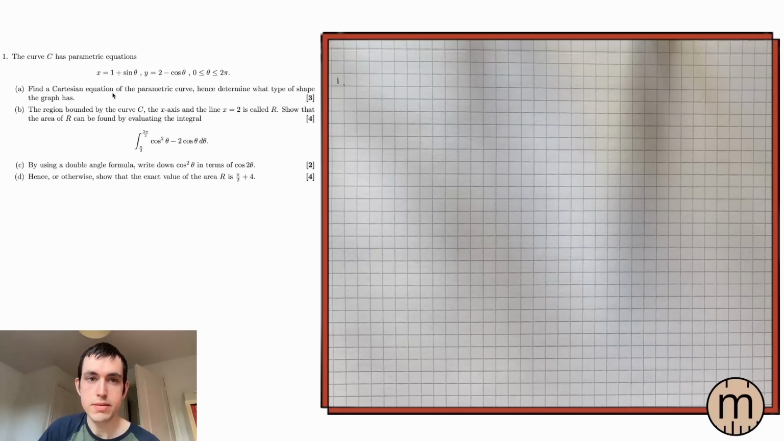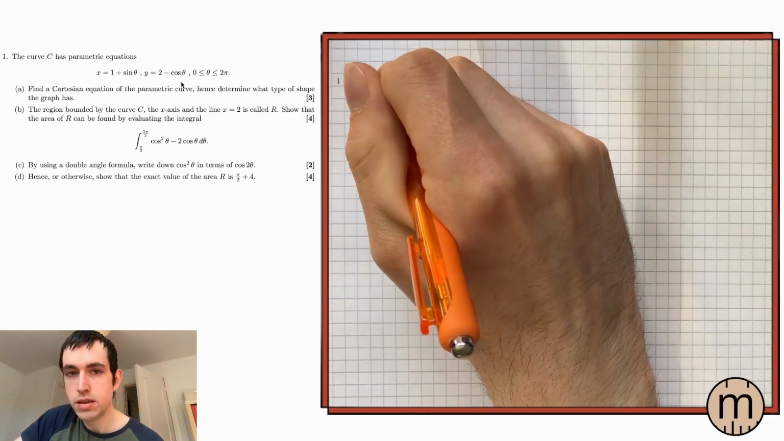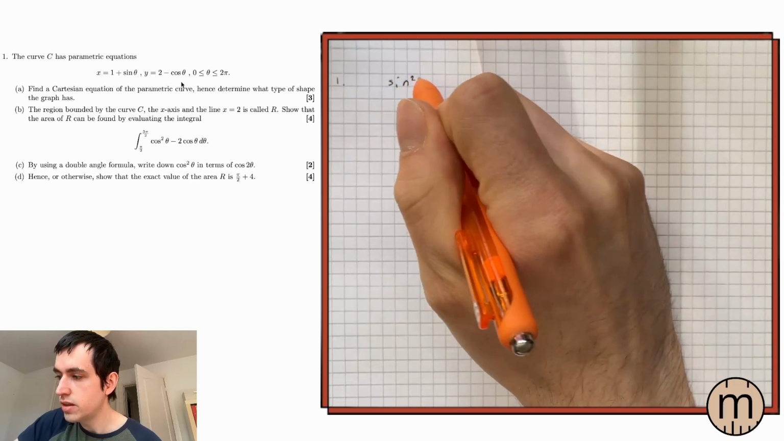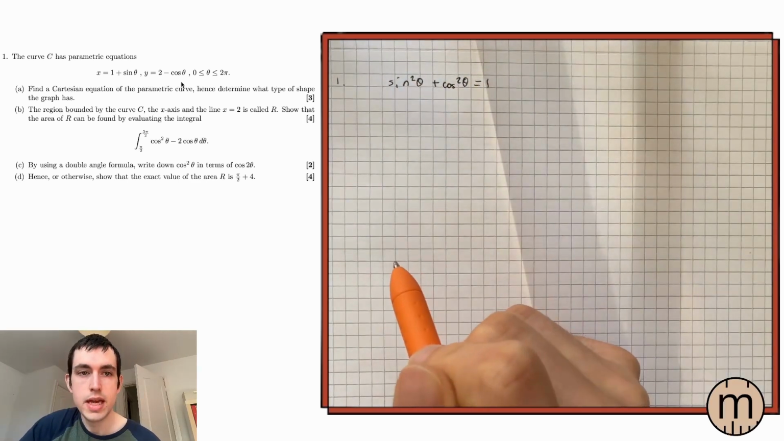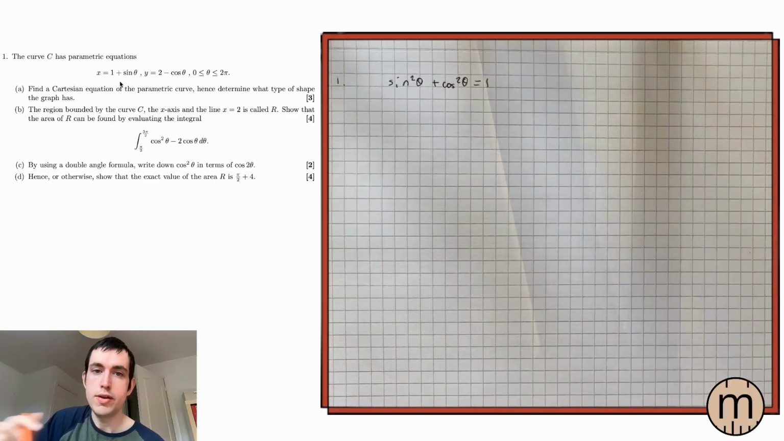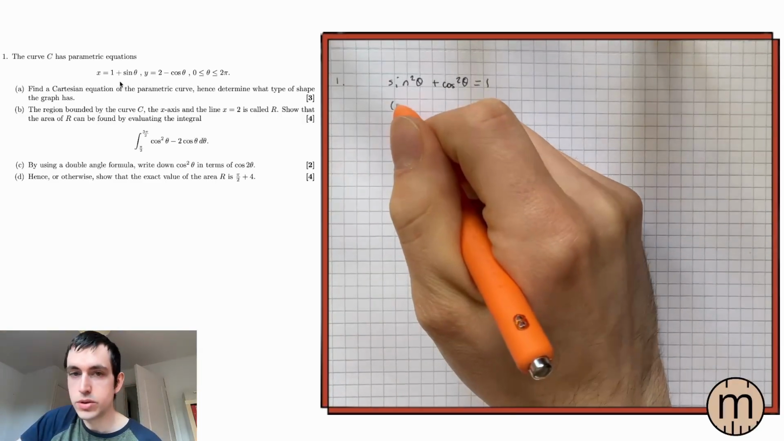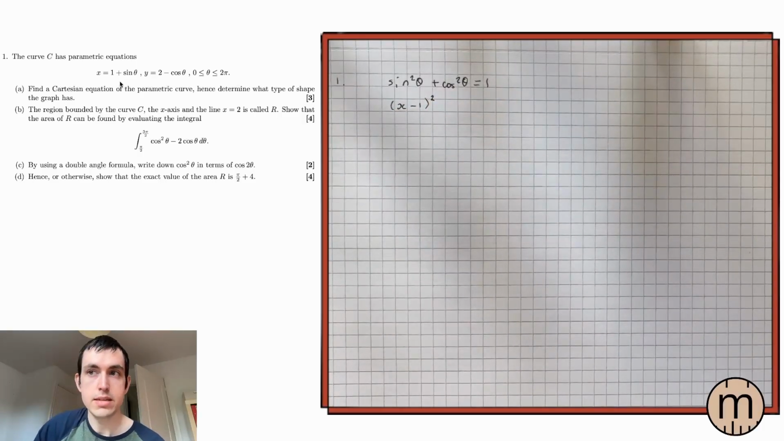In order to do that, you've got to know that when it's trig related, you have to use some kind of identity. We've got sine, we've got cos. Can you think what identity we're going to use? I'm thinking sine squared theta plus cos squared theta equals 1. If x is equal to 1 plus sine theta, then we rearrange. We can get sine is equal to x minus 1. So sine squared is x minus 1 squared.